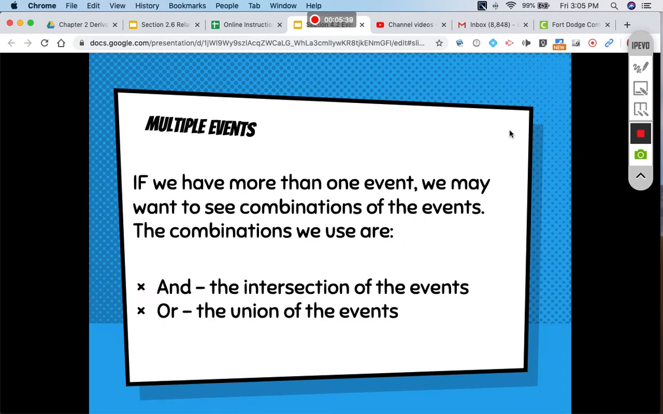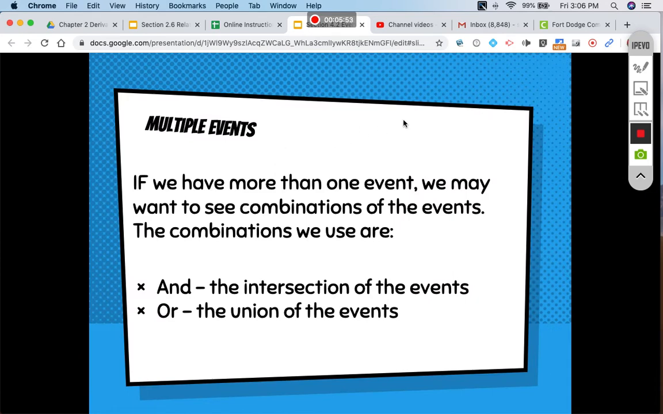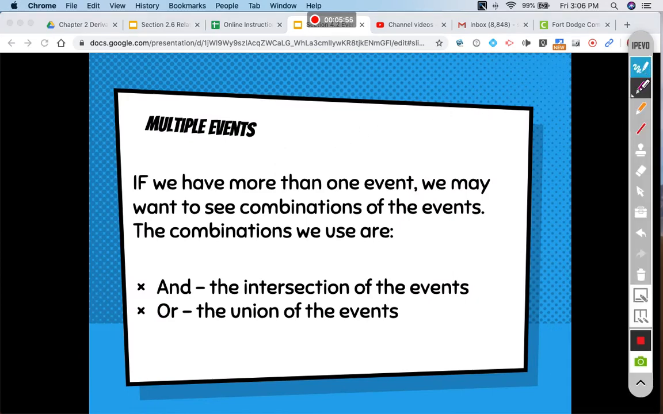So multiple events, we're dealing with and, or, intersection, the union. I didn't want to get to that yet. Let me go back. I'm trying to go here.